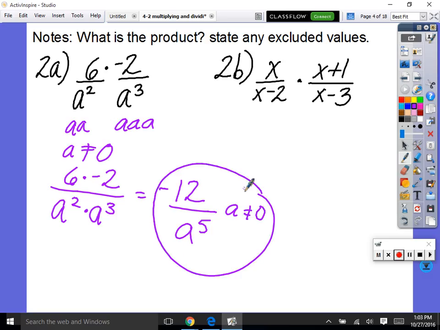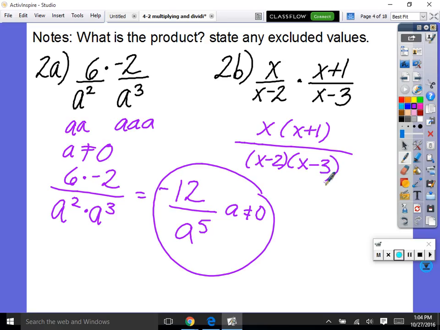Let's look at 2b. Looking at 2b, factor it. Isn't it already factored? So now we know we can write it over one fraction. So on top we have x times x plus 1. We need parentheses around x plus 1 because there's two terms. On bottom, x minus 2 and x minus 3. So now we've put it together.